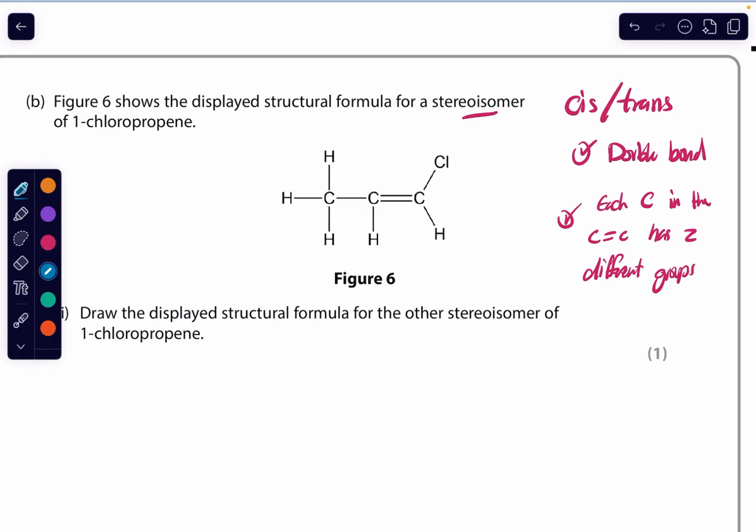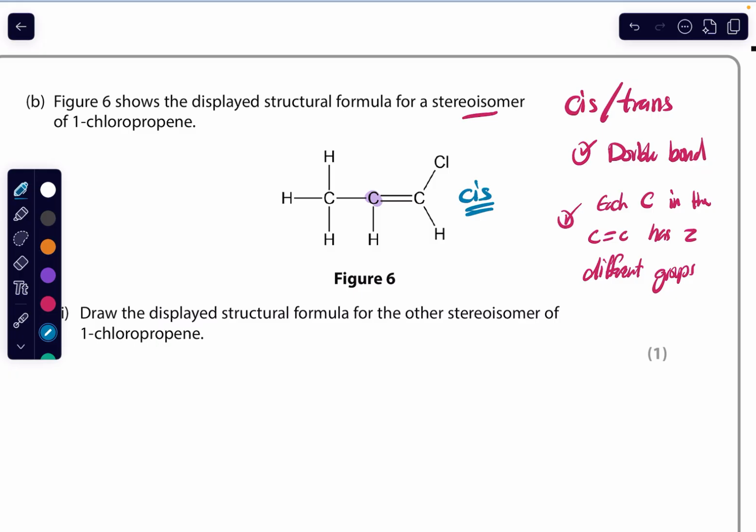Let's just double check that. Over here, I've got a C=C double bond. Tick. Is this carbon bonded to 2 different groups? 1, 2. Yes, it is, so there's my second rule. And this carbon in the double bond, is that bonded to 2 different groups? Yes. Okay, cool. In that double bond, are there 2 groups that match in the same plane? Yes, there are. I've got a hydrogen in this direction and a hydrogen in this direction. They're in the same plane as each other, so this is a cis isomer, which means they want you to draw the trans isomer.